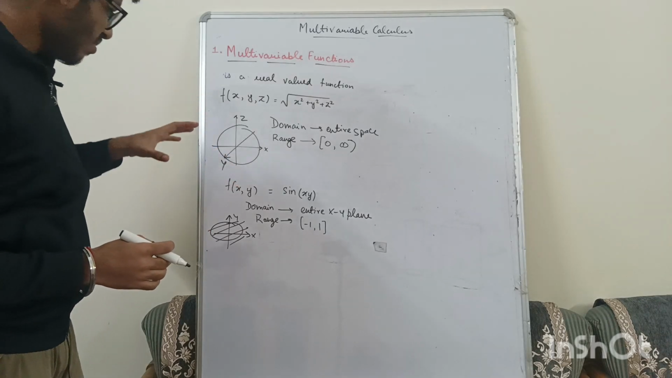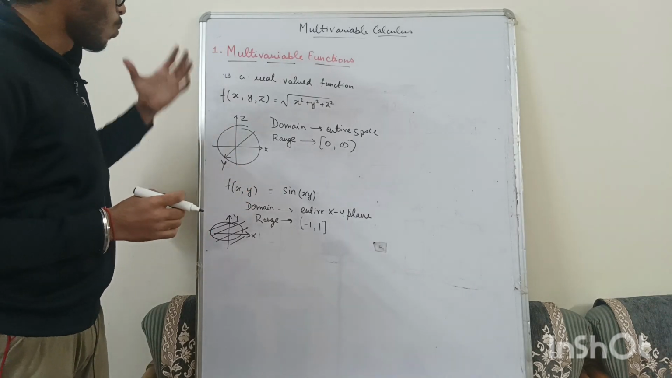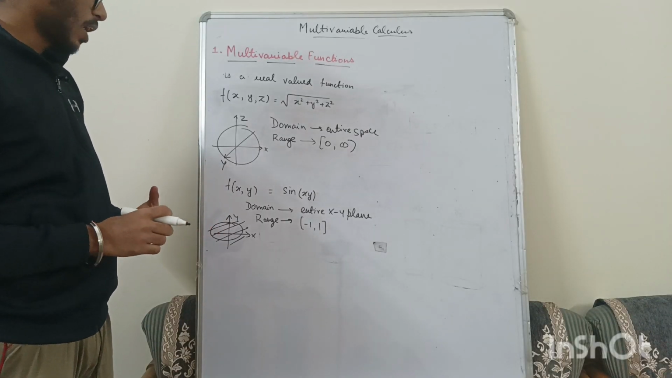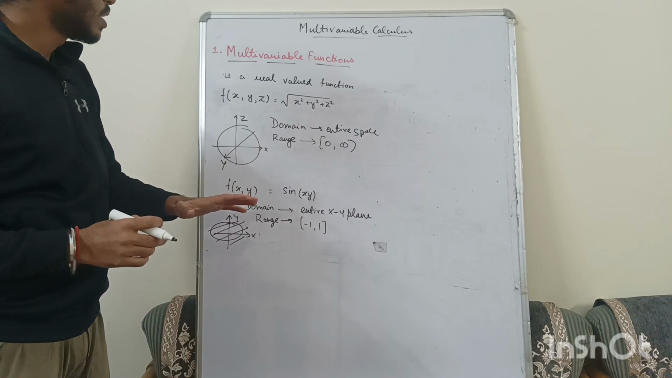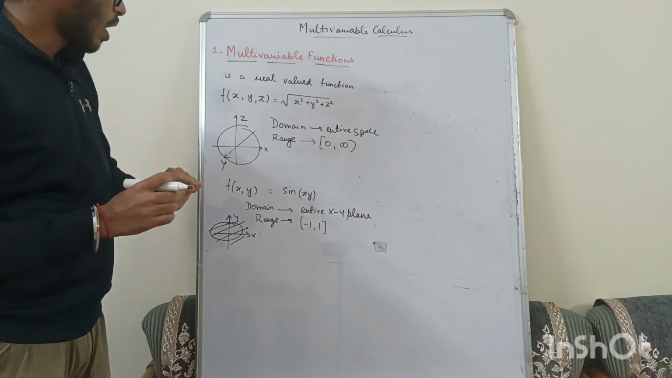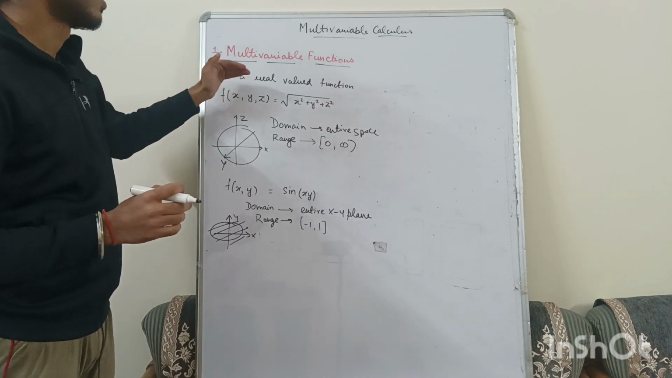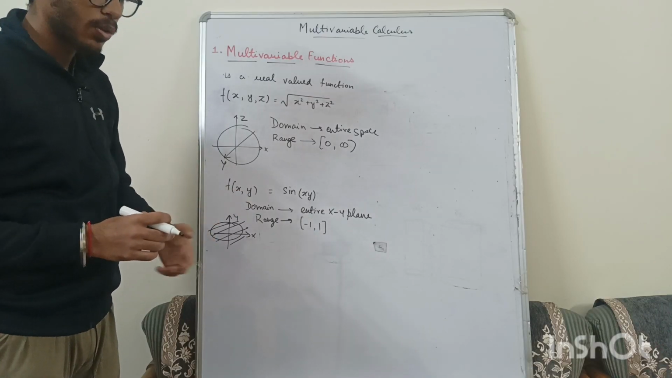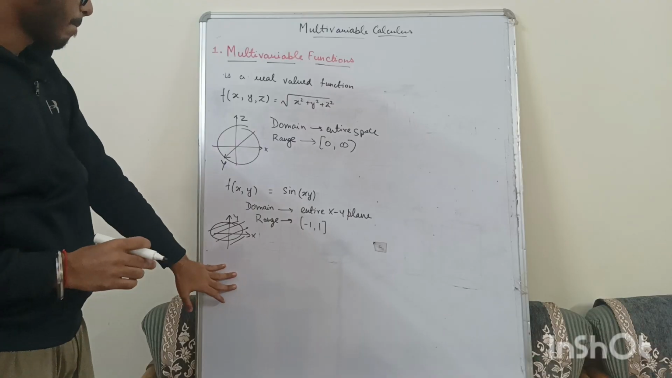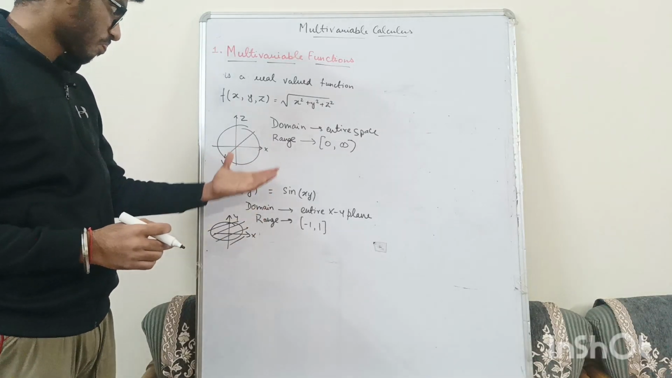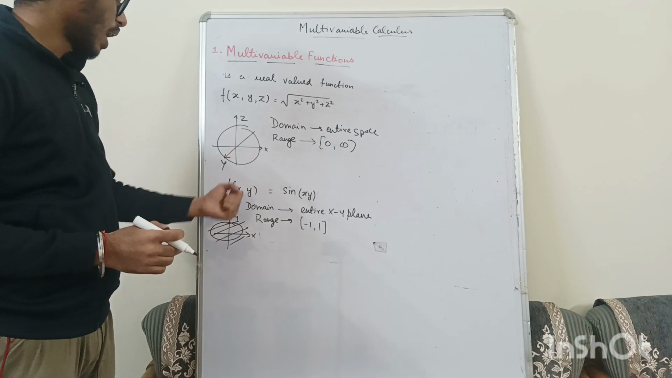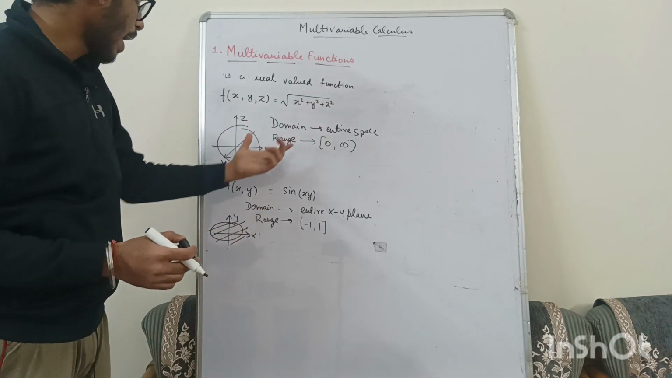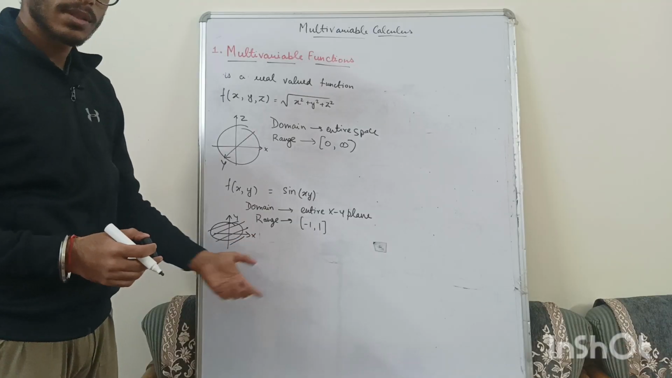So I hope you get the idea about what a multivariable function is, and how we define it, right? And throughout the series, we are going to stick to the definition that a multivariable function is a real valued function. We will be dealing in real numbers only. We will not talk about complex numbers, right? And in this video we got the idea about what a multivariable function is, how we define it formally, and we looked at some examples.